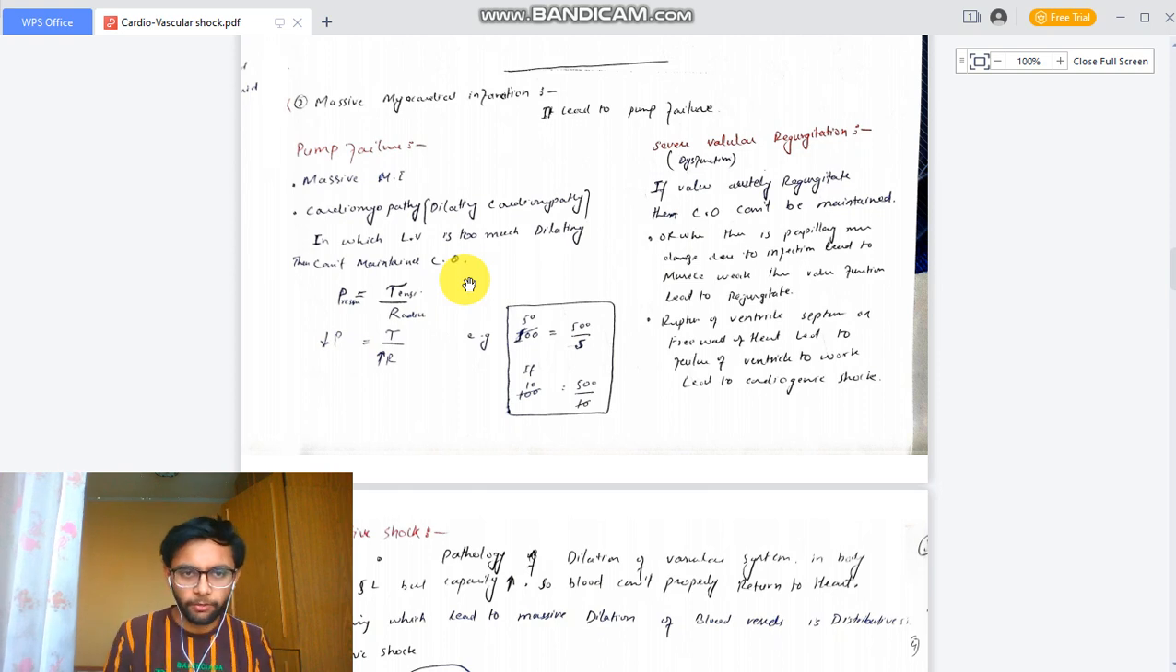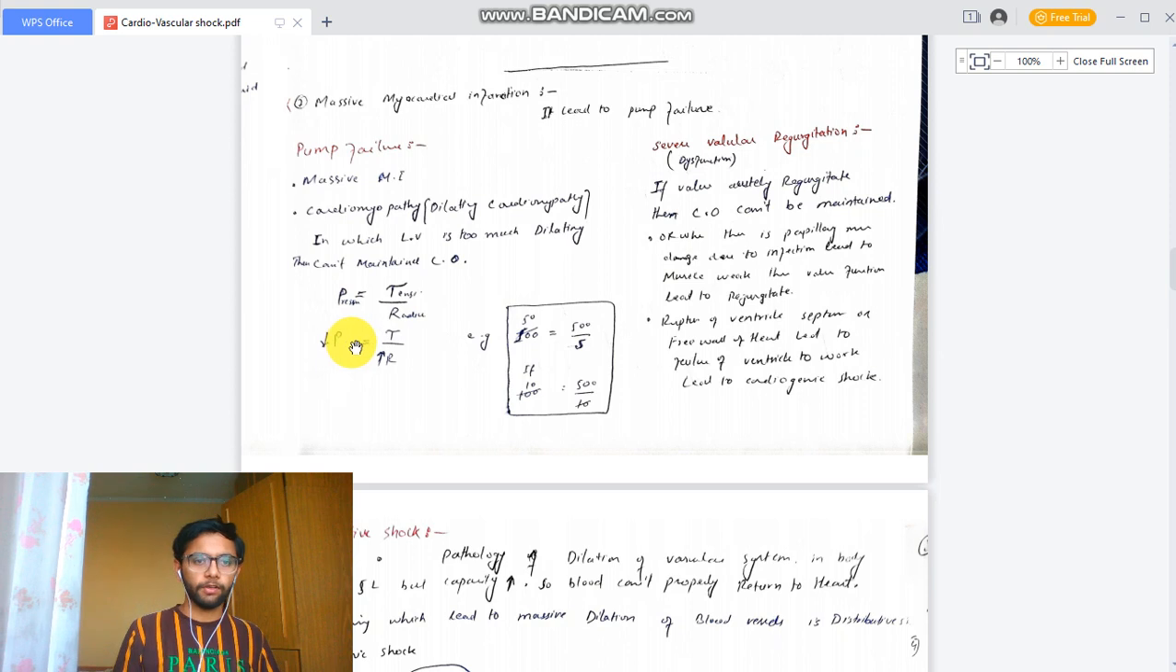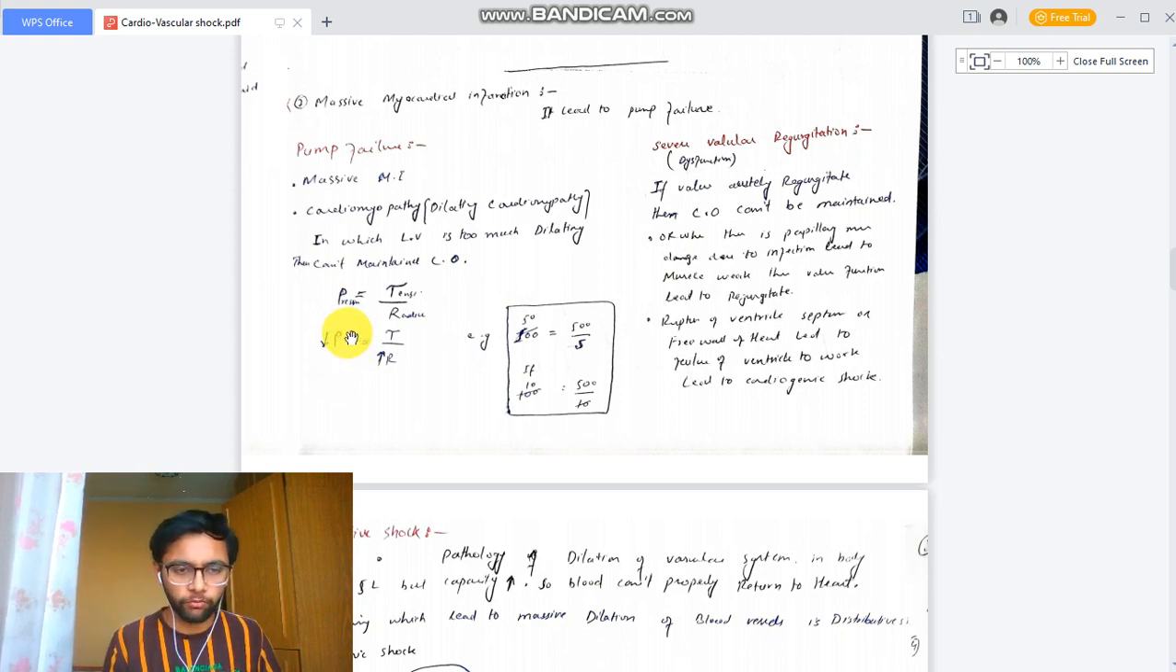There is a formula that pressure is equal to tension over radius. So if the radius of the ventricle increases, pressure, being inversely proportional to radius, will decrease. So there is less pressure for the left ventricle to push blood into the aorta. So stroke volume decreases, which means cardiac output will also decrease. Cardiomyopathy has three types: restrictive, constrictive, and dilating. Dilating cardiomyopathy is one of the causes of decreased stroke volume and decreased cardiac output.